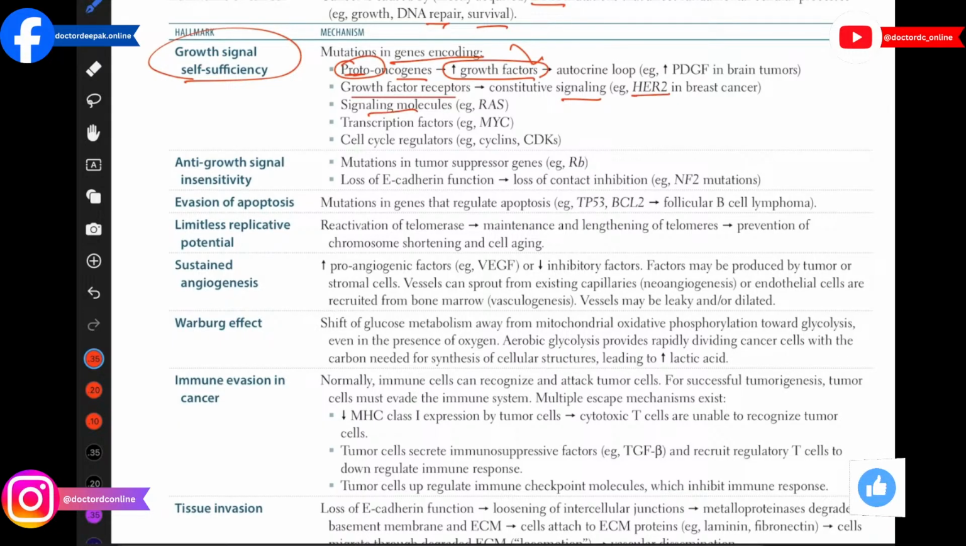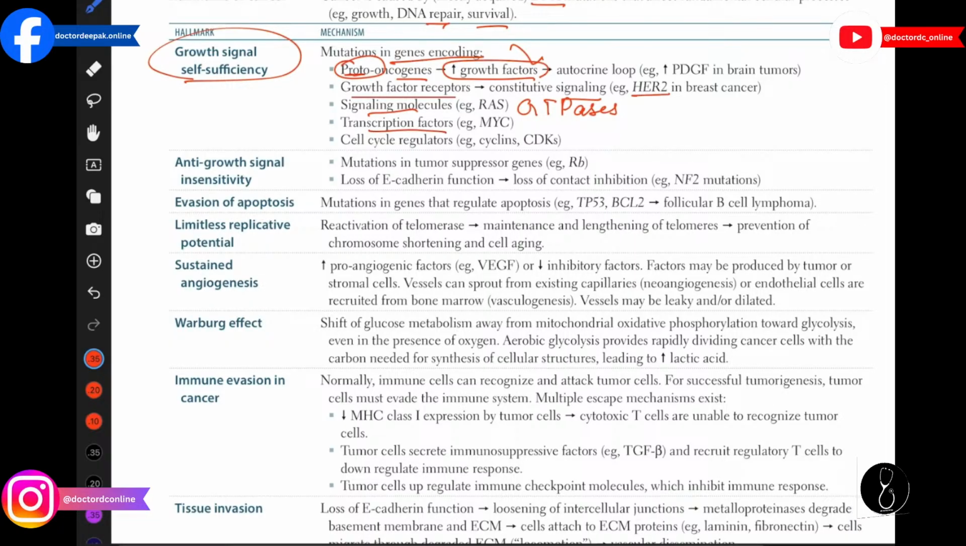There are also signaling molecules like the RAS proteins. These are small guanosine triphosphatases, or you can also say small GTPases, that act as molecular switches regulating cell growth, differentiation, and apoptosis. Due to that, these are involved in colorectal cancer, lung cancer, and pancreatic cancer.